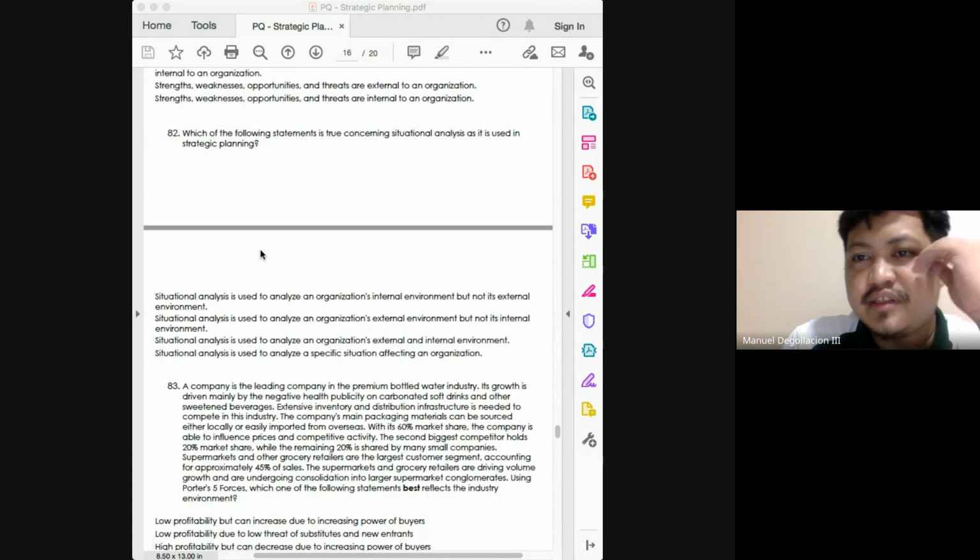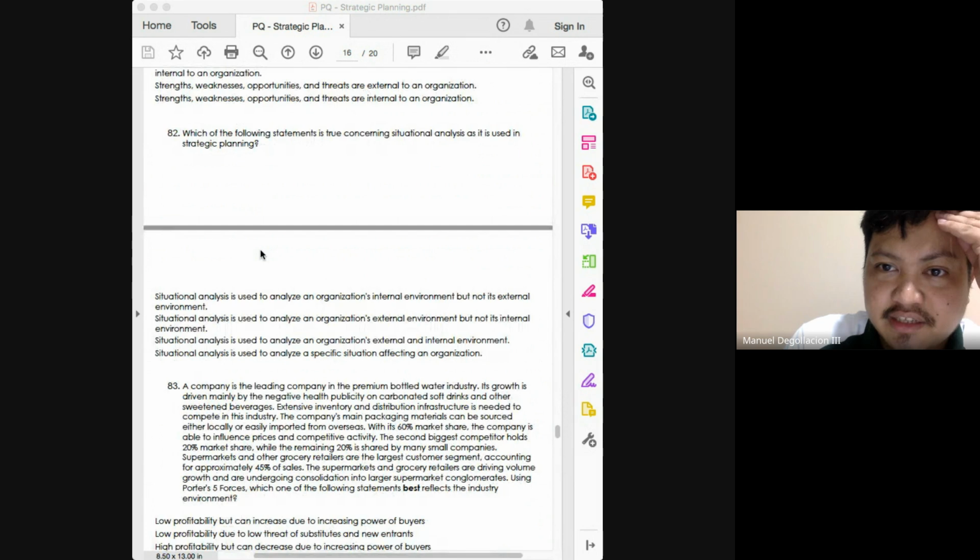Which of the following statements is true concerning situational analysis as it is used in strategic planning? The answer here would be the third choice. Situational analysis is used to analyze an organization's external and internal environment. Okay. So in situational analysis class, you can either use the SWOT analysis or the Porter's five forces or even the PESTEL analysis.